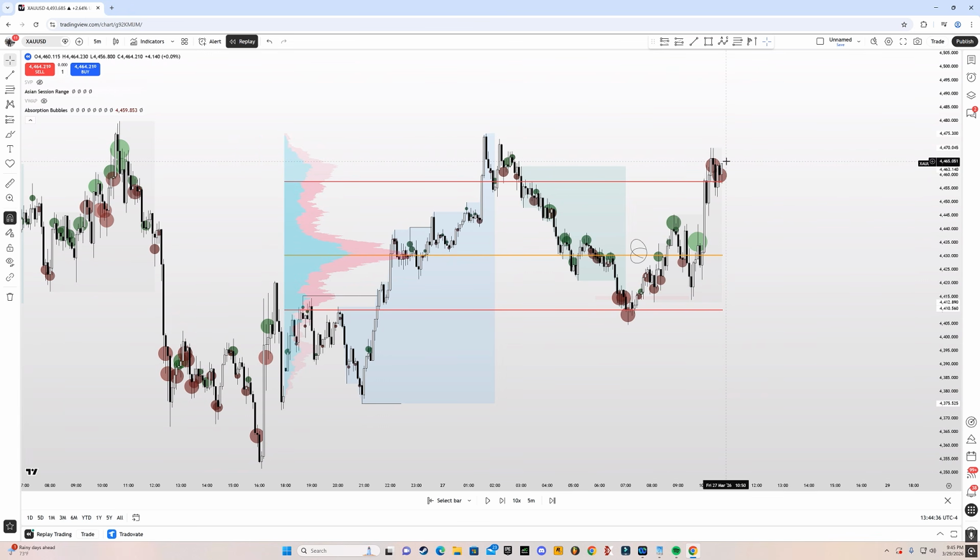Now later on in the video, I'm going to also show you how you can build your bias and also how you can mark out some key levels below the value area low and below the value area, above the value area high.